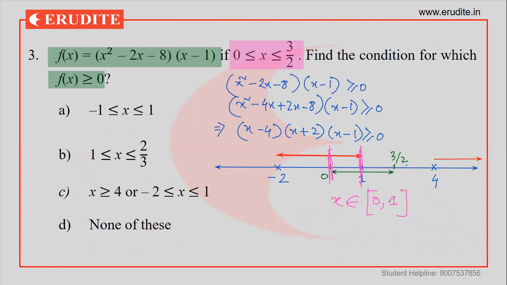But 0 to 1, this range, it has nothing mentioned. So I will be able to find my answer. It remains option D, none of these. We need to clearly find out what has been mentioned, and for the product of linear functions I need to get the result. This is my requirement.